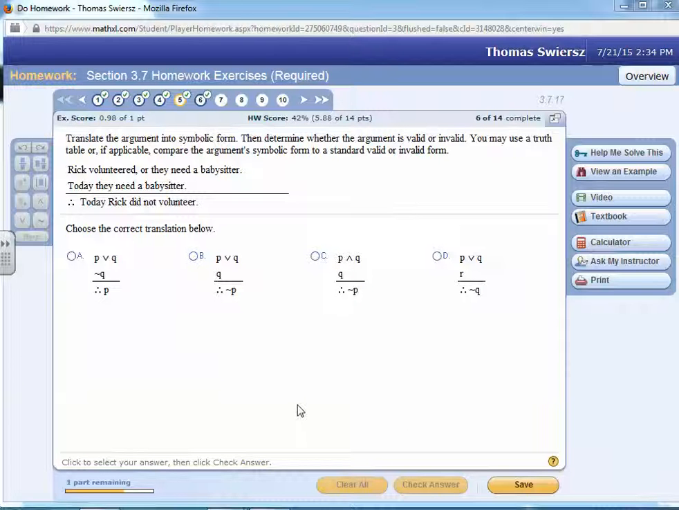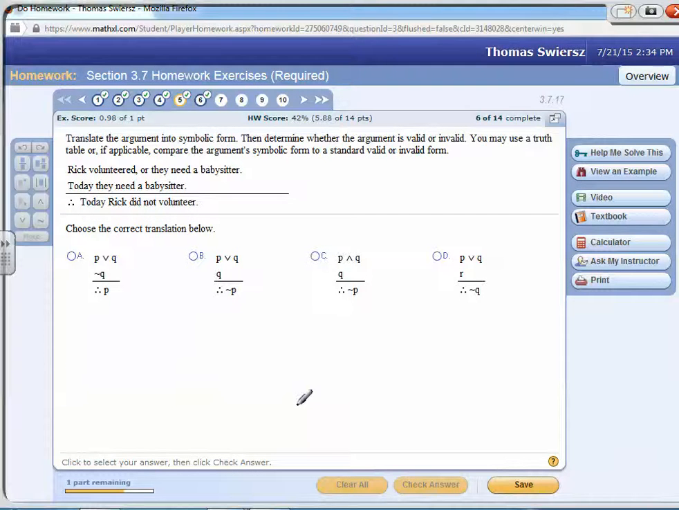Let's solve homework exercise number 5 from section 3.7. Translate the argument into symbolic form, then determine whether the argument is valid or invalid. We can either use a truth table or compare to a standard valid or invalid form.